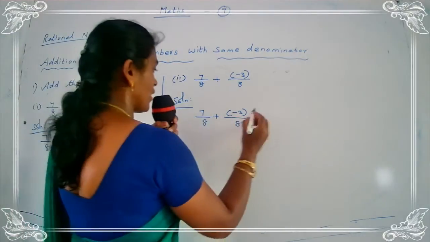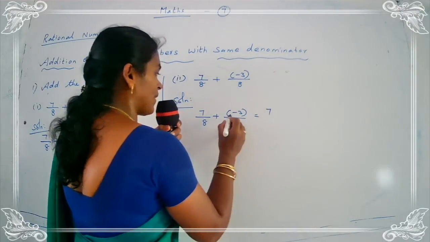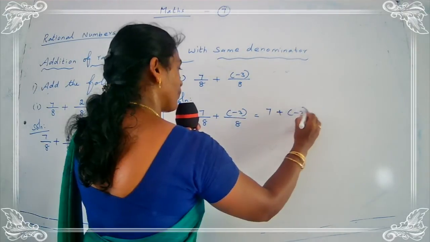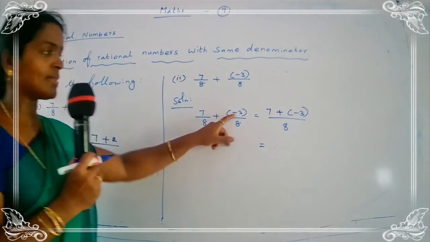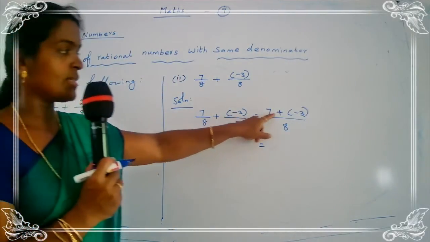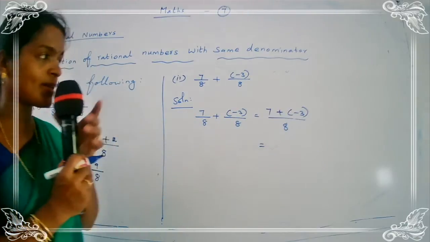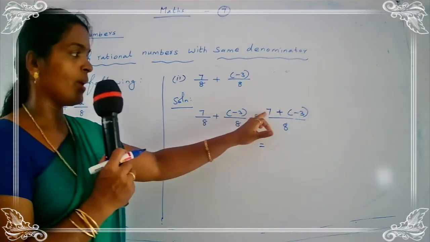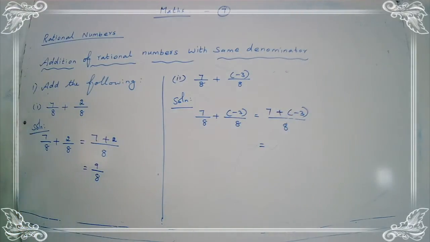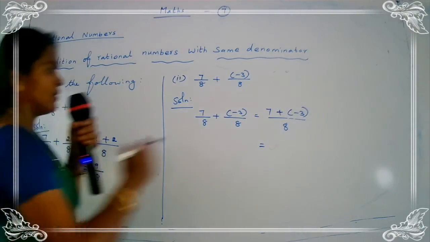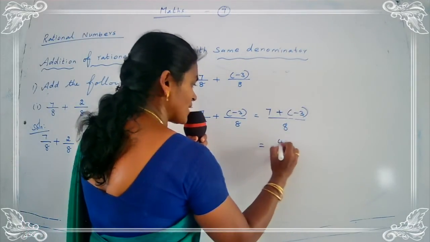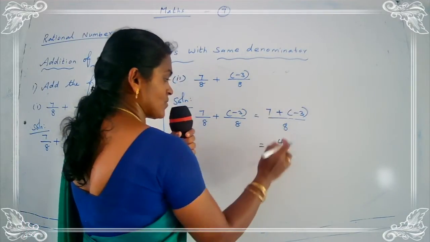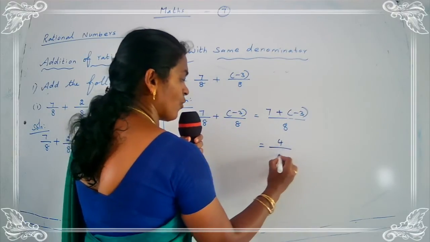Okay, so your numerators are one is 7 and another one is minus 3. Okay, we add now divided by 8. Now 7 plus minus 3, what is the value? Your signs are different, so we find the difference and put the greater value sign. Yes or no? Yes. Now 7 minus 3, 4. What is the greater value sign? Plus. So your answer is 4.